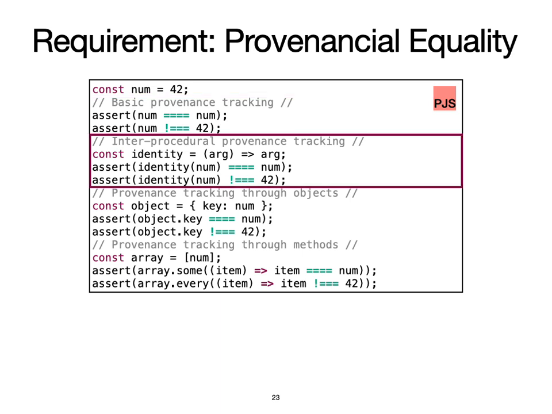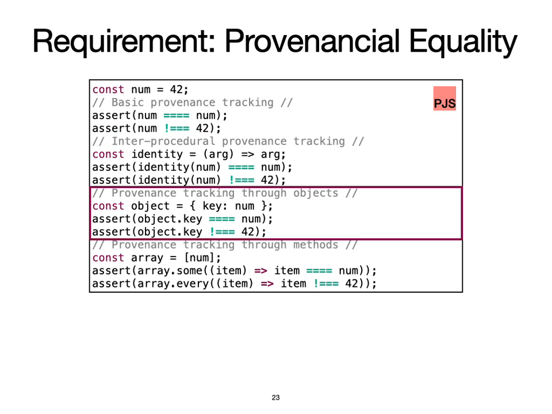We also want to track provenance through function calls. So for instance, the result of the identity function should have the same provenance as its argument. We also want to track provenance through objects, and provided the tracking above, we should be able to track provenance through method invocations as well, which is how provenance equality appeared in the example analysis.